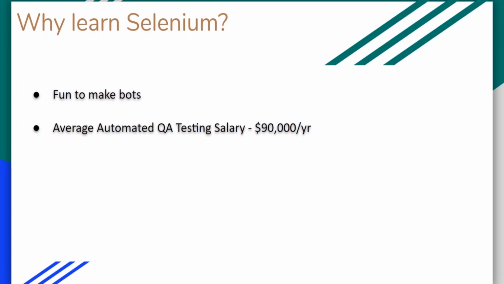And going into the second part of our video, you could make a job of using Selenium, where you could do automated QA testing. The average salary is around $90,000 a year, and it's a good spot if you're trying to break into the tech industry. These jobs are a little bit easier to get than a full-blown software engineering job, so that might be something you want to look into.